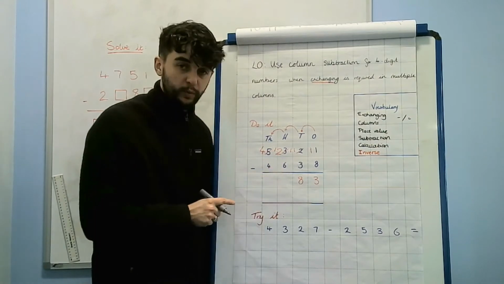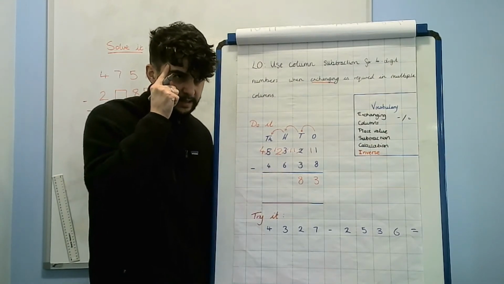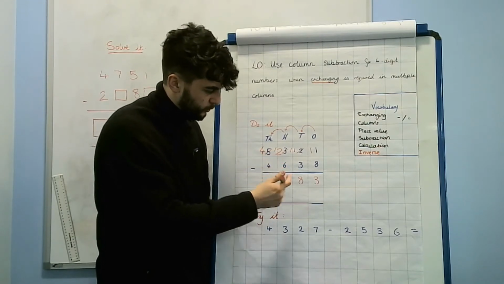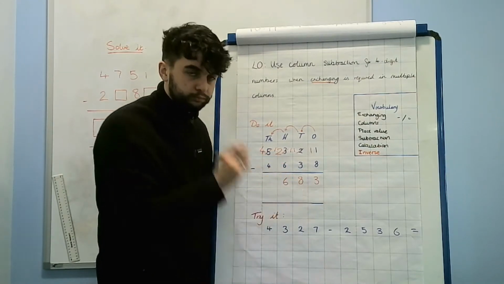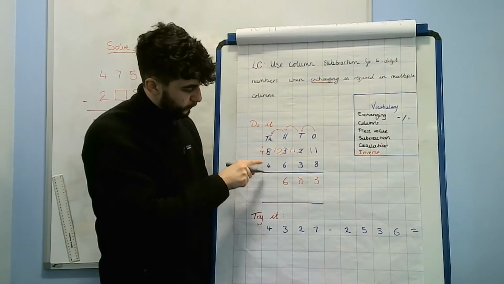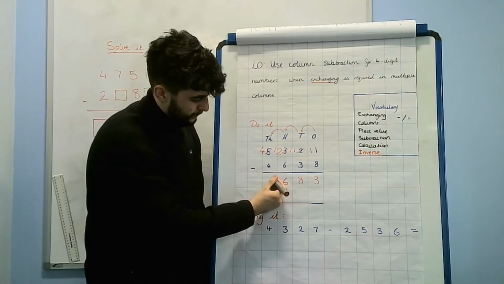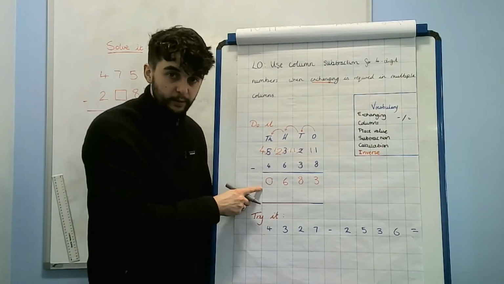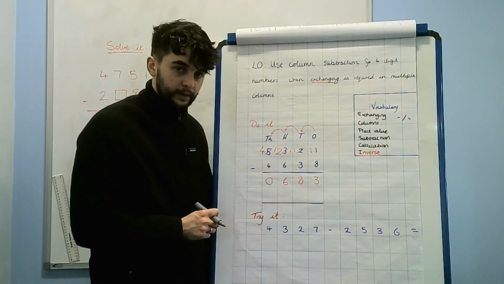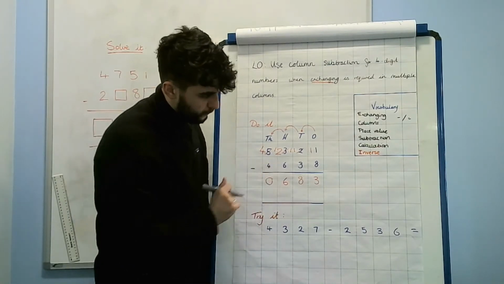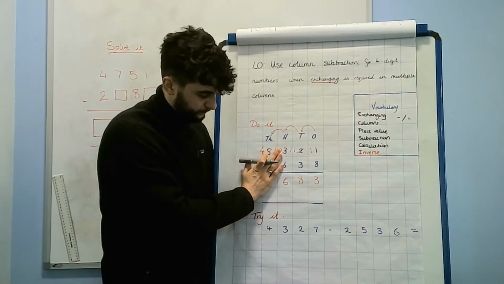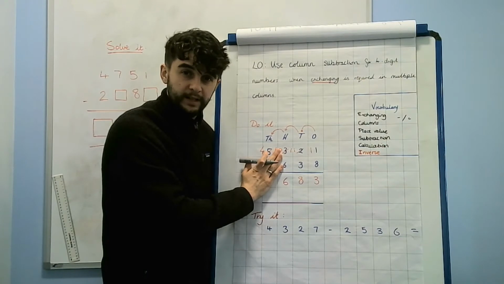Take away 600. Well, I know in my head 6 add 6 equals 12. So 12 subtract 6 will equal 6. Right, 4 subtract 4, 0. Nice. So my answer is 0683. Okay? If I was to write my answer down, remember we looked at it yesterday, I would leave off the zero, so my answer would be 683.